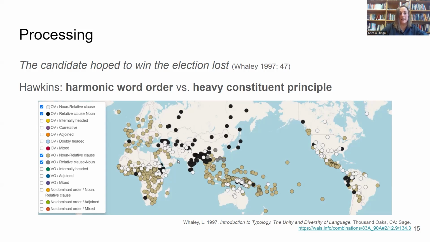So VO languages with the order relative clause noun, there are just, well, a bunch of them over here, but it's not that common. So this is like looking into this kind of generalization in more detail and proposing competing explanations. This might explain some of the patterns that we observe that are not quite in line with what we see if we approach that from Greenberg's perspective, for instance.